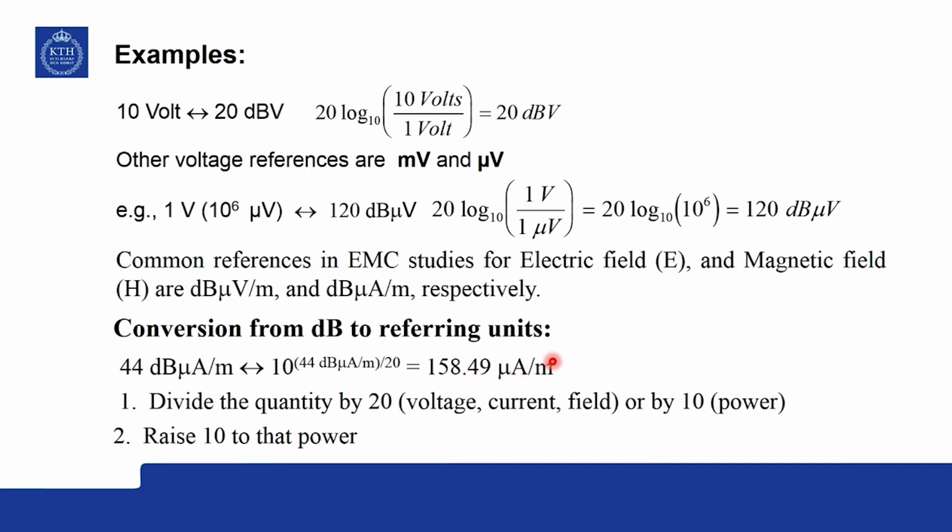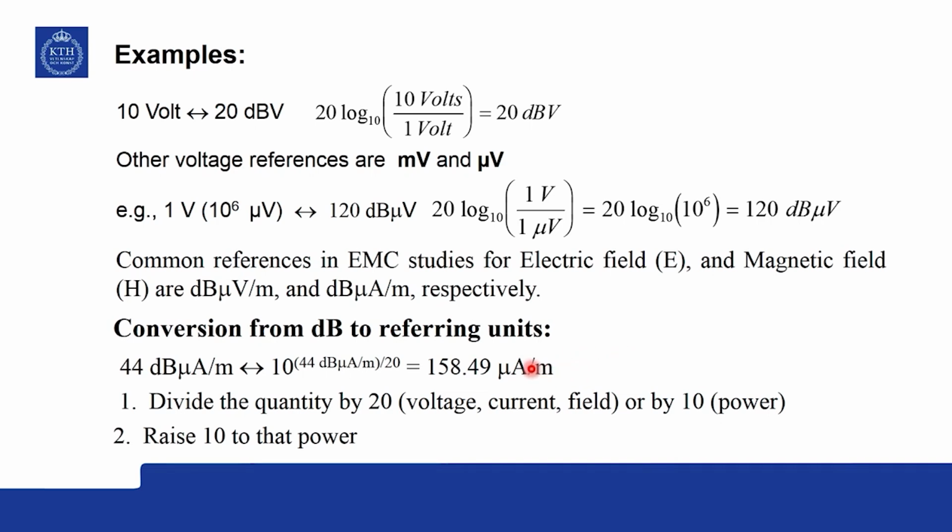So, this you can further convert it into say 0.15849 milliampere per meter, or 158.49 × 10 to the power minus 6 amperes per meter, like that you can write.